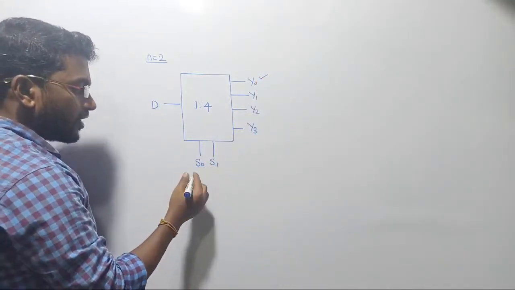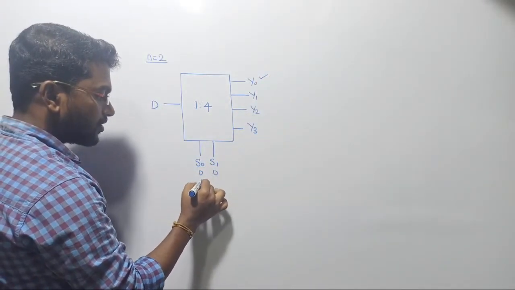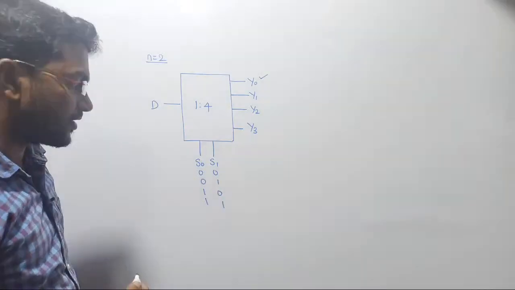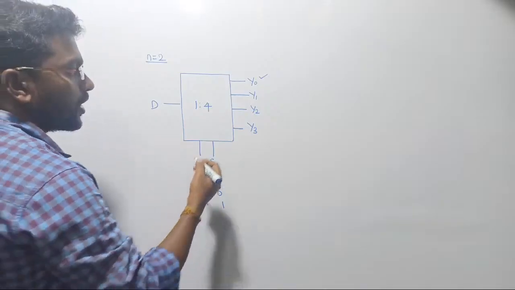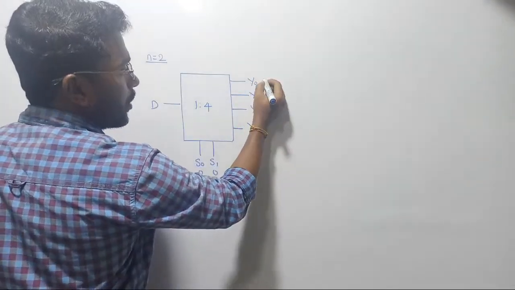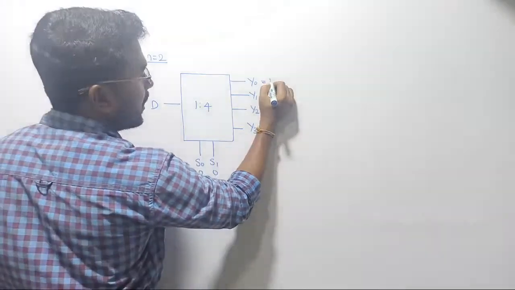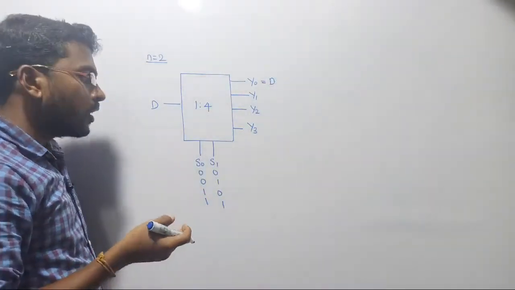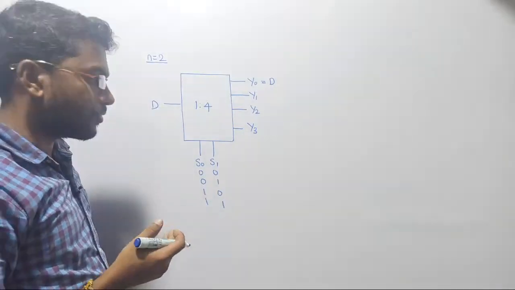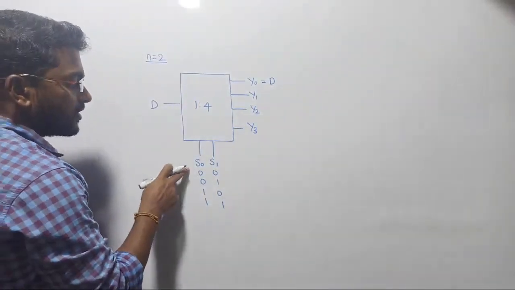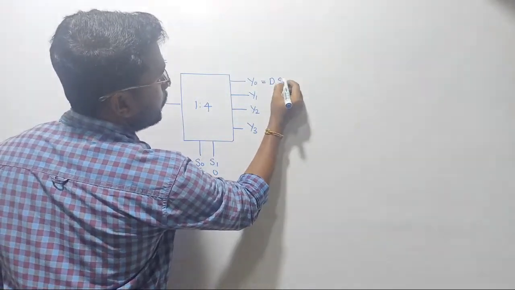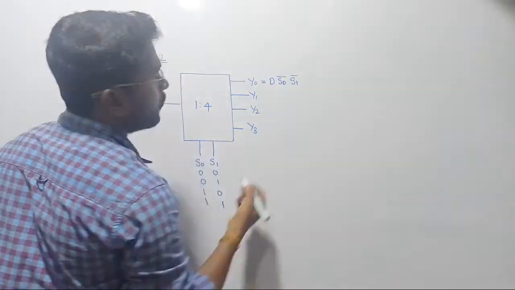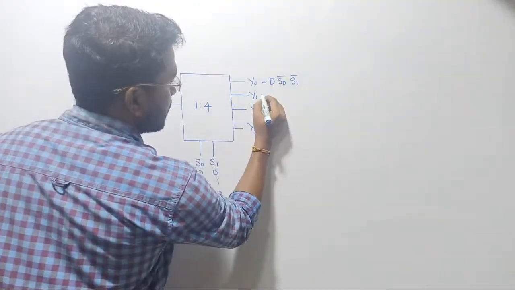When it is going to be its combo, there are 4 combinations: 0 0, 0 1, 1 0, 1 1. So totally we are having 4 possibilities. When both are going to be 0, automatically output Y0 will be enabled and its output is going to be data selected D. Since we are writing in SOP form, that is min term, in min term format 0 is not acceptable. So we should take complement for S0 as well as for S1 also.